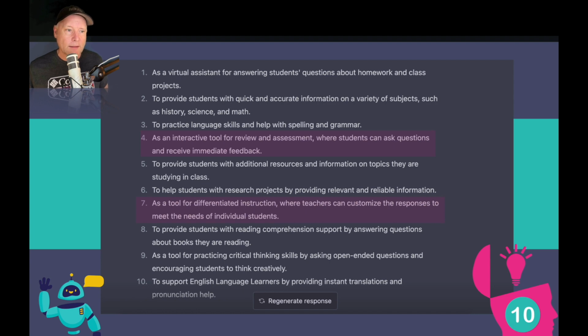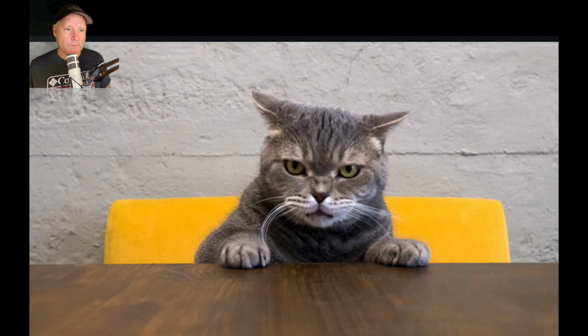artificial intelligence can. Or number 7, as a tool for differentiated instruction, where teachers can customize the responses to meet the needs of individual students. So artificial intelligence will help us to do that. Let's hope that it doesn't add some massive workload or burden to our already busy teaching lives, and that's just additional work. So I'm hopeful that it will be something that's sustainable going in the future. And I think at some point it will be.